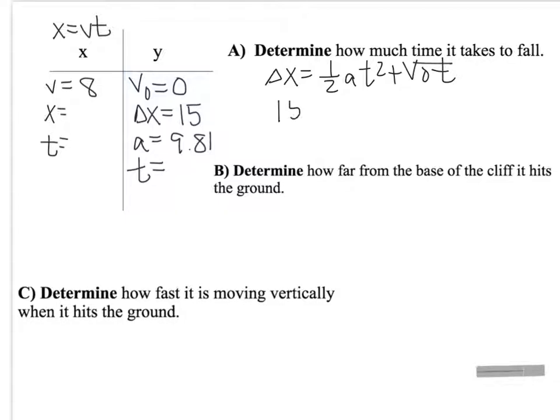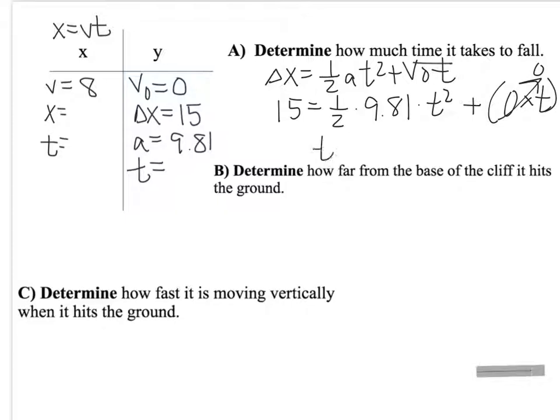So the height of the cliff was 15. 15 equals 1/2 times 9.81 times t squared plus 0 times t, which is just 0. So if I calculate this out, I get a time of 1.75 seconds. So it gives me the time here. It also gives me the time here.